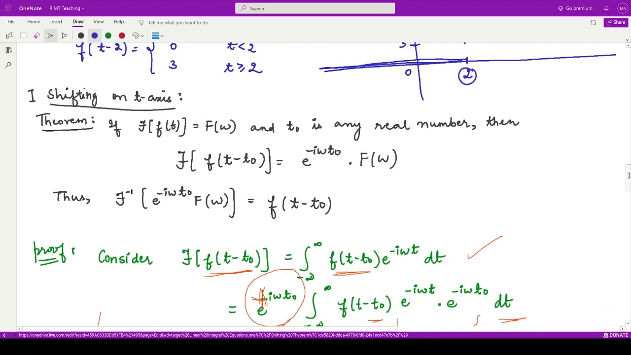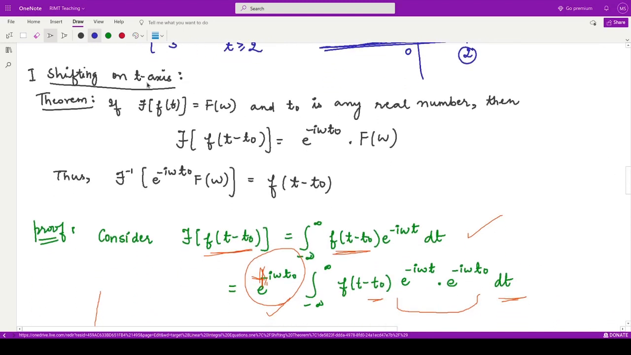Now what would be the Fourier transform for this shifting on the t-axis? Suppose the Fourier transform of this function f of t is defined by capital F of omega, and t naught is any real number. In that case, the Fourier transform of f of t minus t naught is given by e to the power minus iota omega t naught into F of omega.